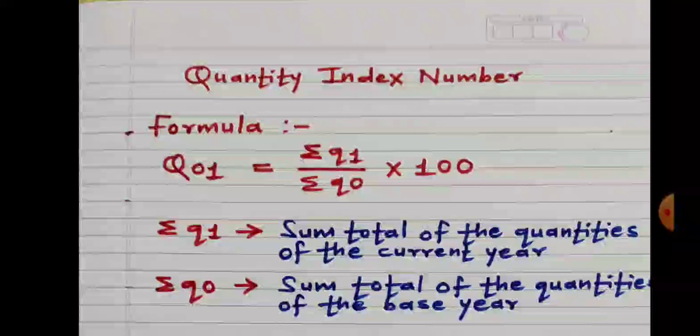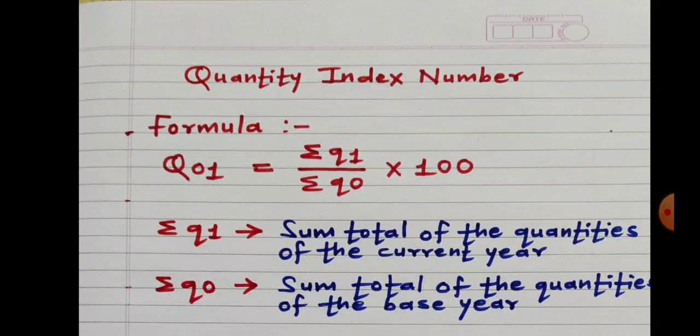Okay. Now the second index is the quantity index number. Let us see how to construct the quantity index number. In this index number, we consider quantity as the major factor. Now, what is the formula to construct the quantity index number? Q01 is equal to sigma Q1 upon sigma Q0 into 100.